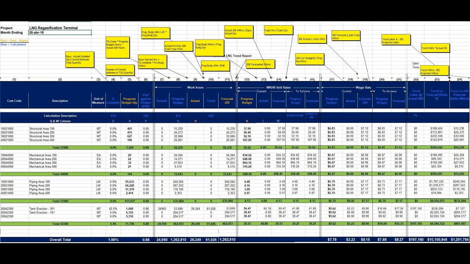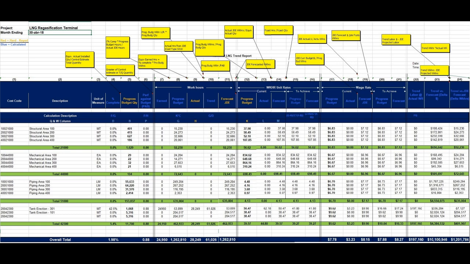Column 13. Unit rates actual. This is a unit rate representing the work hours expended for each unit of measure, example cubic yard, installed and is the calculation of work hours actual divided by quantity actual. Column 14. Unit rates forecast. This is a report calculation of work hour forecast hours divided by the quantity progress budget quantities.